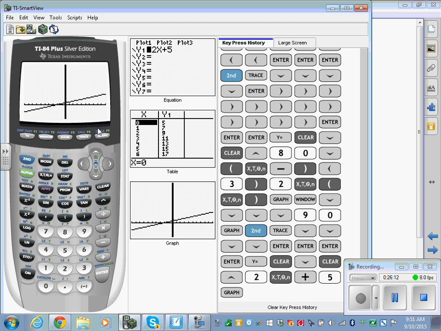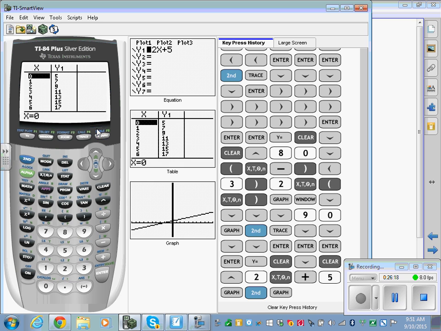I want the table. So, guys, if you hit the second graph, notice it says table in little writing. That means take me to the table. Well, there's the XY table, guys. Now, if I wanted to see into the negatives, I could do that. I could just scroll up. But now you can see all the values for x and every one of their inputs.